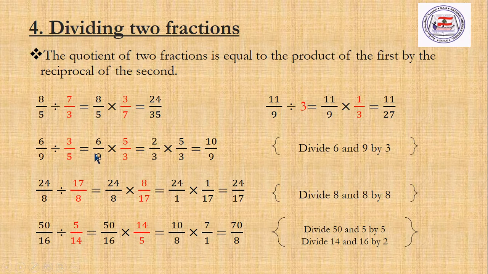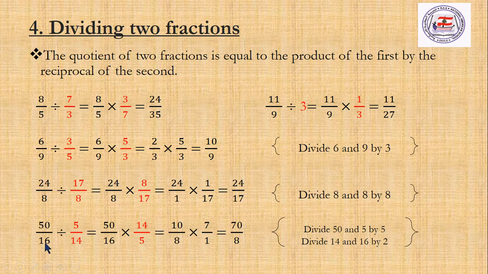Sometimes after we change into multiplication and we make the reciprocal of the second one, we can simplify like we did in multiplication. Now we can divide 6 and 9 by 3. Divide both by 3, we get 2 over 3 times 5 over 3, and we get the answer.